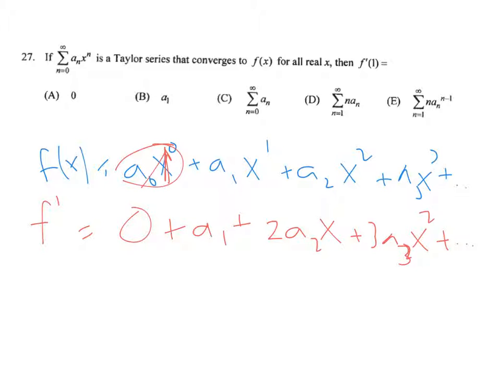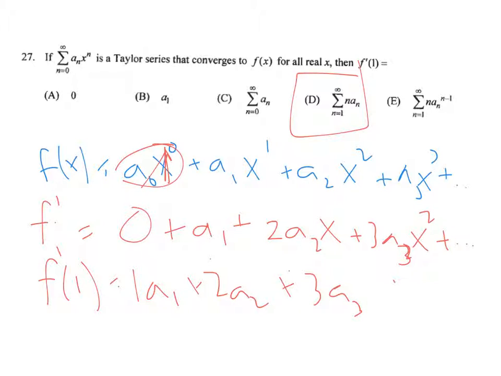So what's going to happen here? Things have dropped down, and you're going to have these a sub numbers. We got some options here. Oh, we want to plug in 1. So if we plug in 1, sorry, I forgot about that part, f prime of 1 is going to be a sub 1 plus 2a sub 2 plus 3a sub 3. That's easy enough to see. So it's going to be this guy right here, D. 27 is D. Sorry, I was going to make it more complicated for a second there.